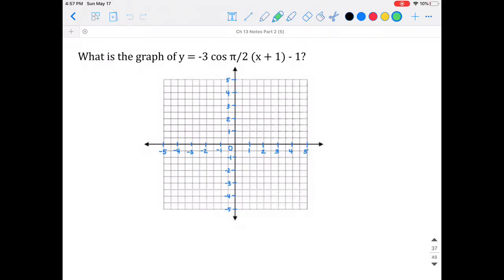Based off of steps 3 and 5, we know our x and our y values, so we're ready to graph. So our first point is at negative 1, negative 4. Then we have 0, negative 1, 1, 2, 2, negative 1, and 3, negative 4. So one cycle of our function, negative 3 cosine of pi over 2, x plus 1 minus 1, looks like this.